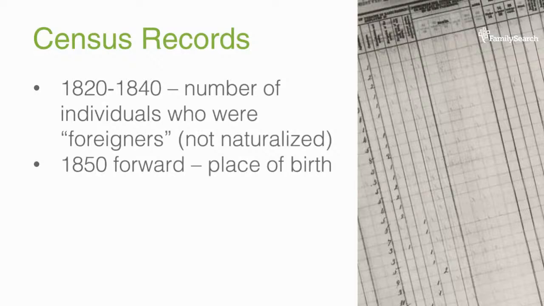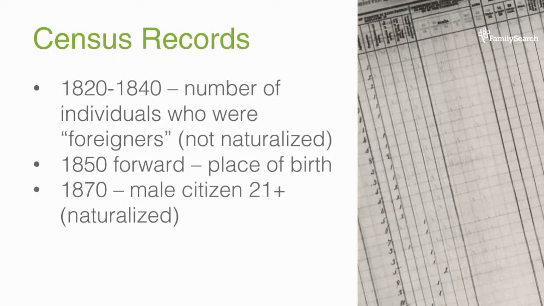And keep in mind that in Europe, there were a lot of changes in place names. For example, Germany wasn't what we know as Germany until 1871. So you'll get a region of Germany, not a town, in those 1850, 60, and 70 censuses. The 1870 census actually asked if the individual was a male and a citizen age 21 or older, indicating they were naturalized. We'll talk more about why naturalization is so important for finding immigration information in a minute.